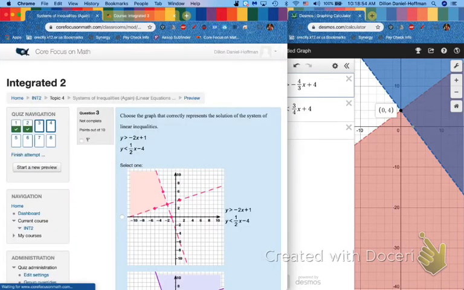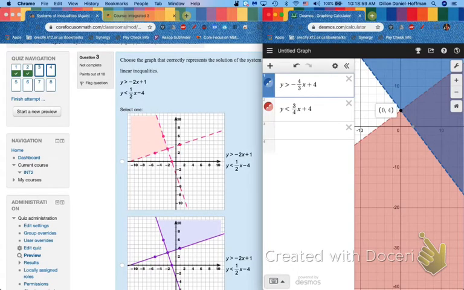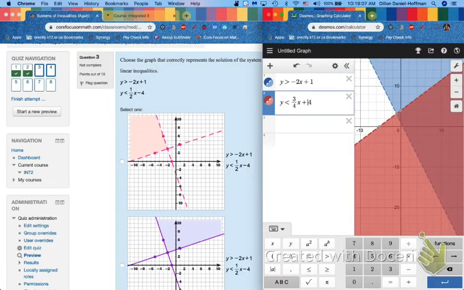Number 3, once again, has the same inequalities. Greater than and then less than, so I can leave that. I can just replace the numbers here. So negative 2x plus 1. Is it going to somehow be the first one 3 in a row now? Let's see. 1 over 2 minus 4.